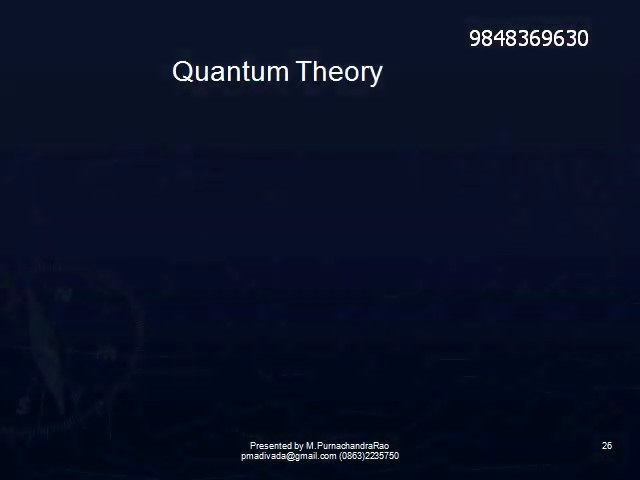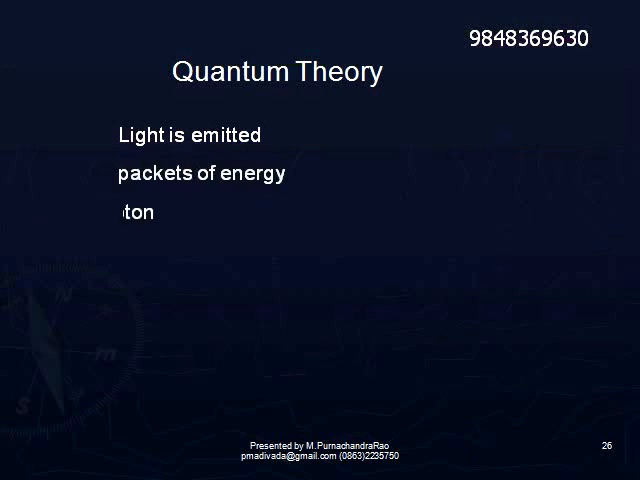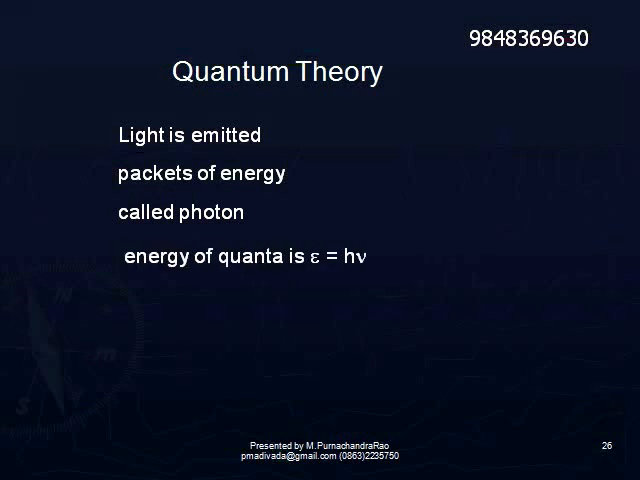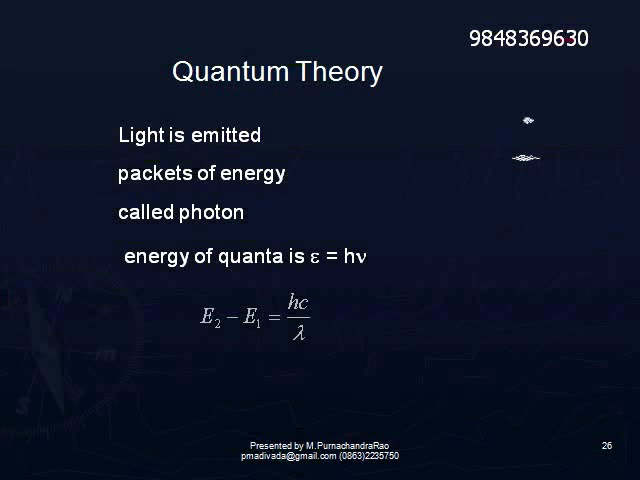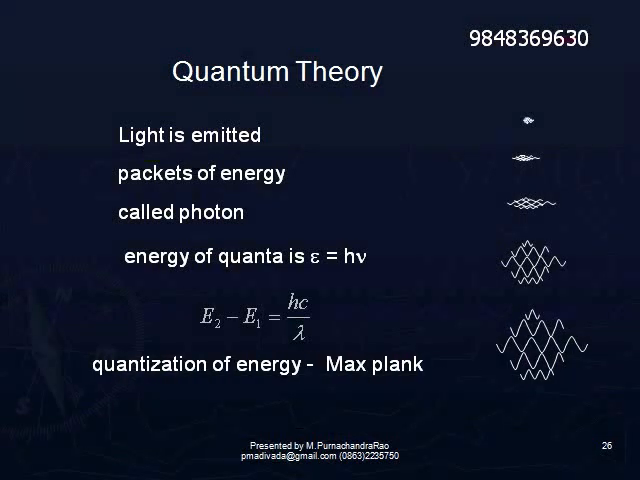Quantum theory of light. According to this theory, light is emitted in the form of energy packets by the source, known as photons. The energy of each photon, each particle, is h nu, where nu is frequency. Or if lambda is the wavelength of light emitted, then the energy of each photon is E is equal to hc by lambda.